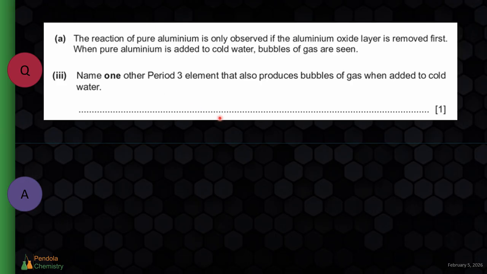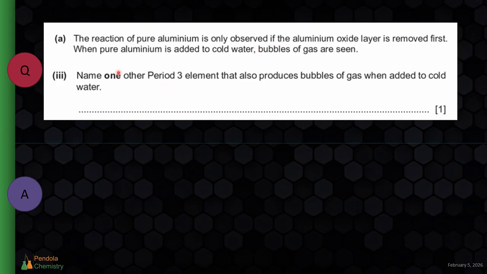So this is a paper 2, not chapter 2. This is a paper 2 question. The reaction of pure aluminum is only observed if the aluminum oxide layer is removed first. Okay. Not really useful information, but when pure aluminum is added to cold water, bubbles of gas are seen. Okay. We knew that. We know the reaction between aluminum and water.